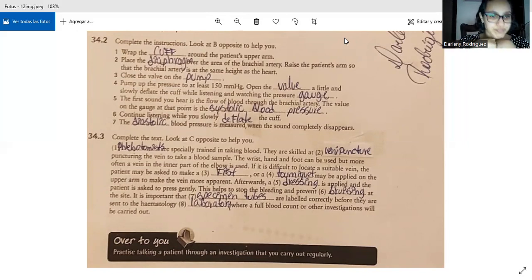Number 5. The first sound you hear is the flow of the blood through the brachial artery. The value on the gauge at that point is the systolic blood pressure. Number 6. Continue listening while you slowly deflate the cuff. Number 7. The diastolic blood pressure is measured when the sound completely disappears. Point 3. Complete the text.